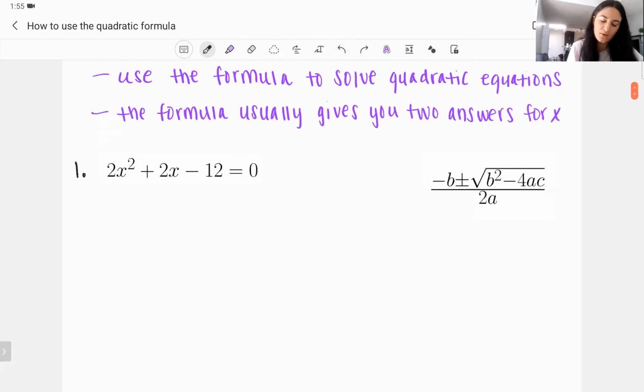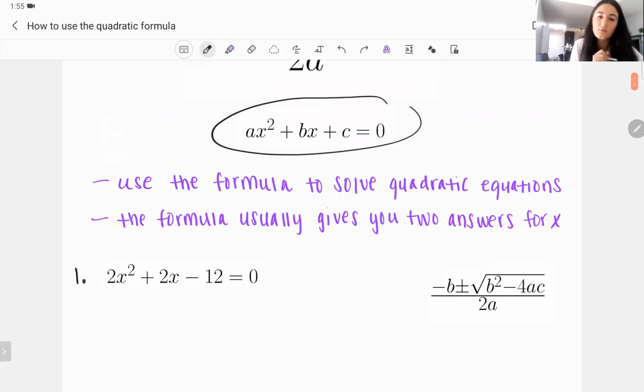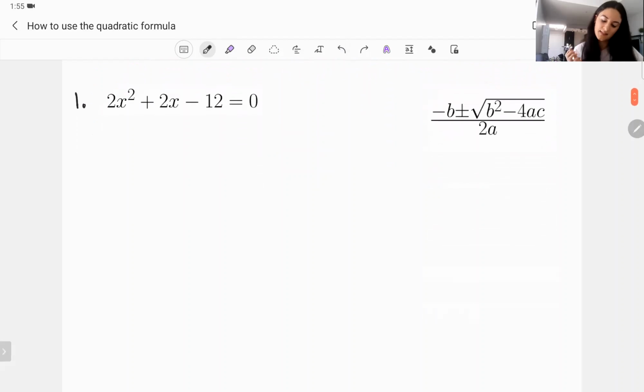If you look back up at where we had our general form of the quadratic equation, you can see that a is the number in front of the x squared, b is the number in front of the x, and c is the number that's just by itself. So we're going to use that to solve this example. a is the number in front of the x squared, so here a is 2. Then b is the number in front of the x, so b is also 2. And then c is the number that's just by itself with no x attached to it, so here c is negative 12.